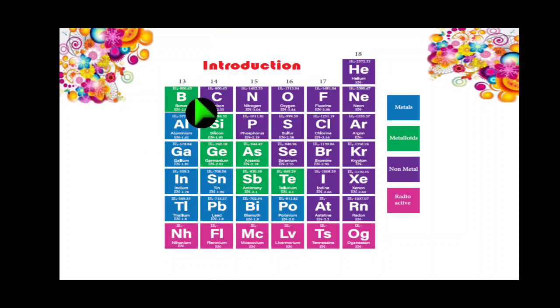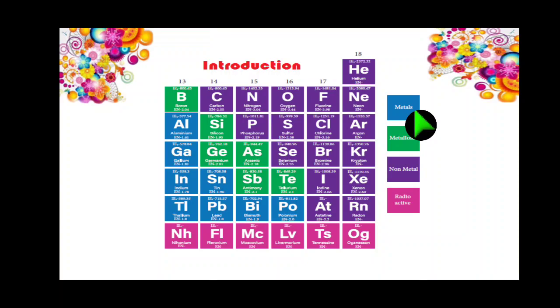So the boron family: boron, aluminum, gallium, indium, thallium. Carbon family: carbon, silicon, germanium, tin, lead. Nitrogen family: nitrogen, phosphorus, arsenic, antimony, bismuth. Oxygen family: oxygen, sulfur, selenium, tellurium, polonium. Then the fluorine family, called the halogen family: fluorine, chlorine, bromine, iodine, astatine. And inert gases: helium, neon, argon, krypton, xenon, radon. Right?